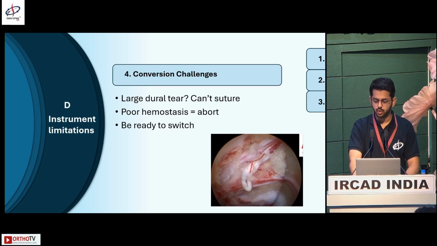Major intraoperative issues like large dural tear and uncontrolled bleeding are difficult to manage endoscopically. Suturing isn't feasible in tight spaces, so conversion to open is often the safest choice. The surgeon must be prepared physiologically and logistically to convert quickly if needed. This isn't a failure, it's good judgment.